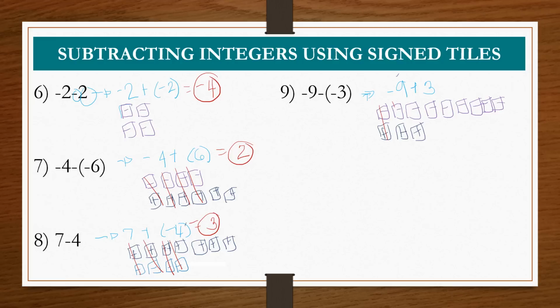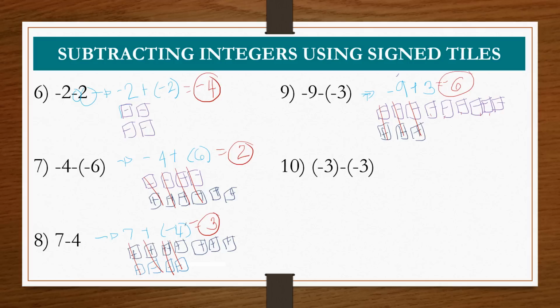We can now cancel some pairs. So 1, 2, and 3. Now we count what is left. So we have 1, 2, 3, 4, 5, 6 negative tiles. So the answer here is negative 6.